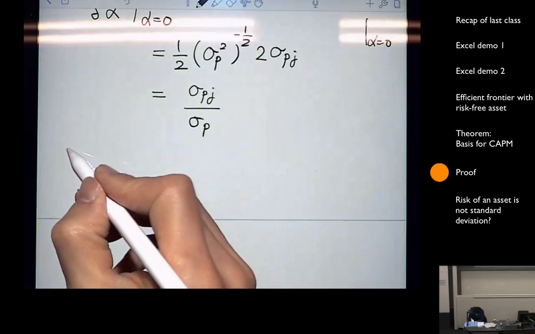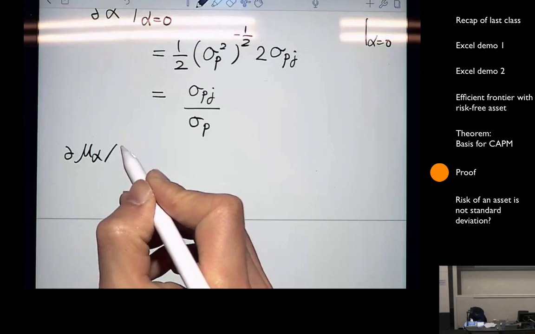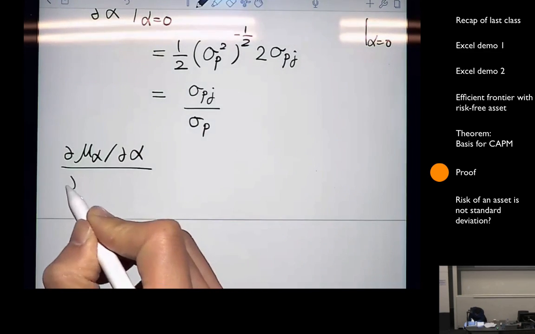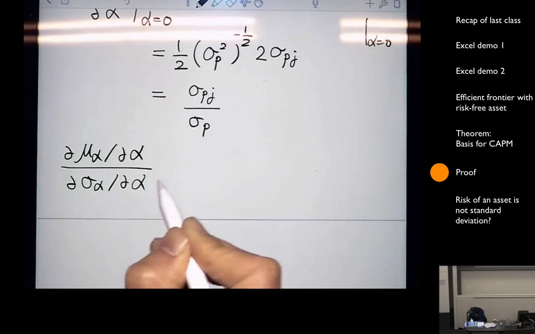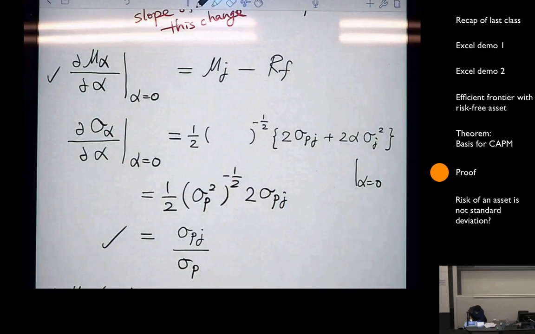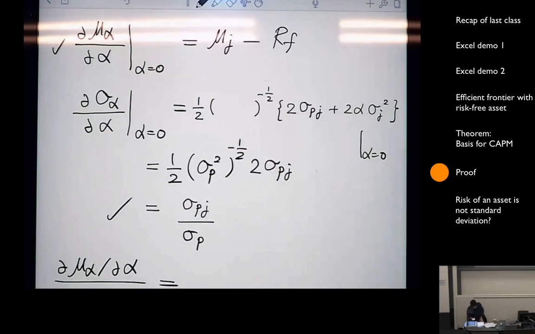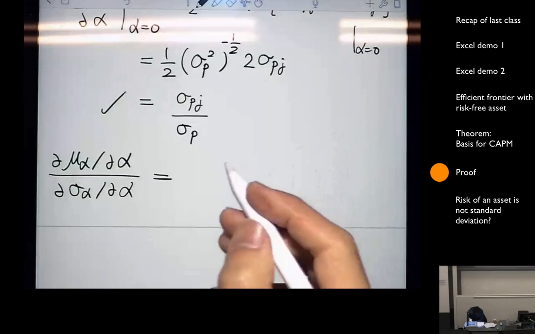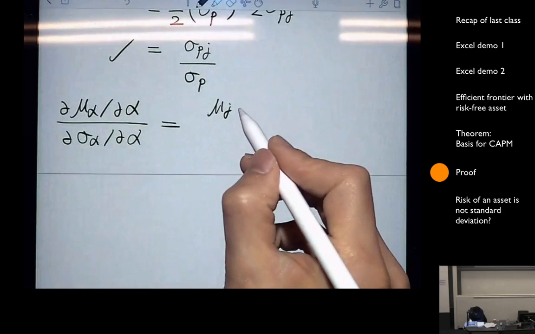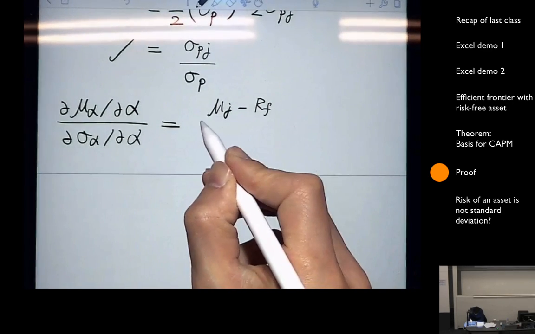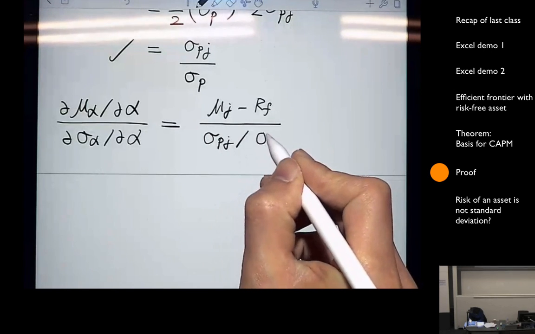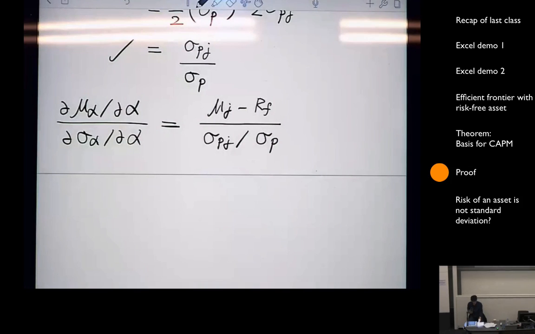Now, okay. The rate of change, the ratio of changes is equal to, it's just the ratio of this and this. So it's just mu j minus rf over sigma pj over sigma p.